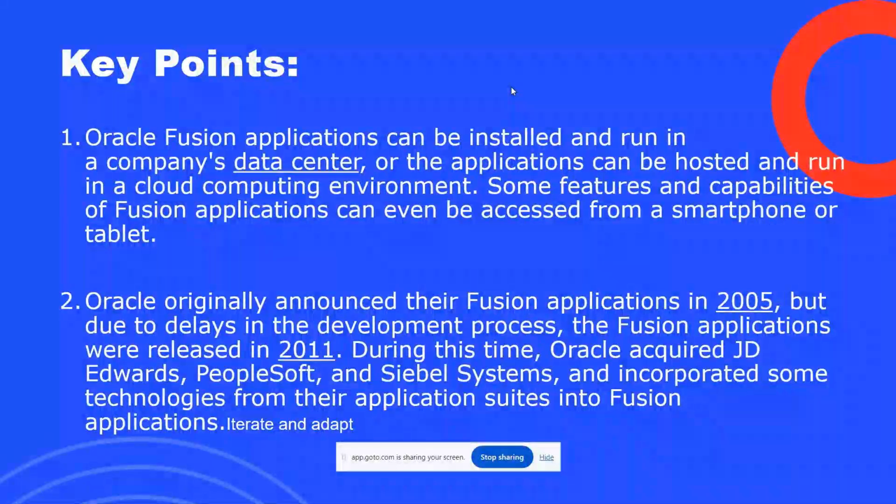Okay. Oracle originally announced the Oracle Fusion application in 2005. However, due to delay in the development process, Fusion application was released in 2011. During this time also, Oracle acquired some different software called JD Edwards, PeopleSoft, Siebel, and incorporated their technologies into the new software that they call the Fusion application. This is something that we already discussed earlier.